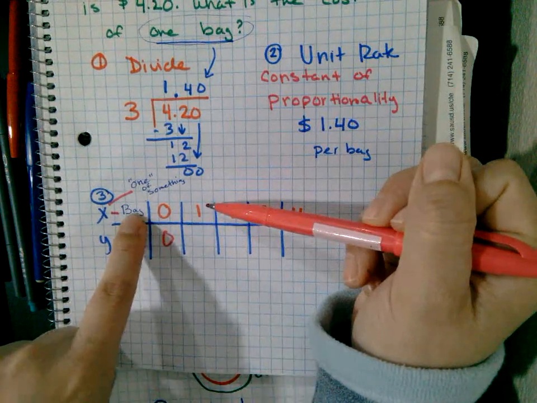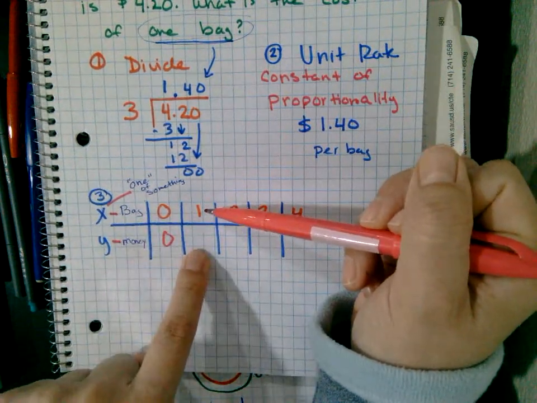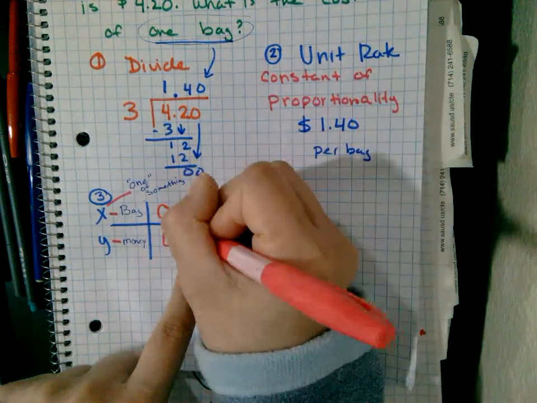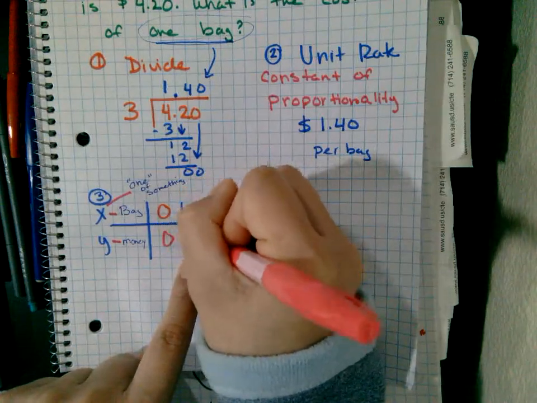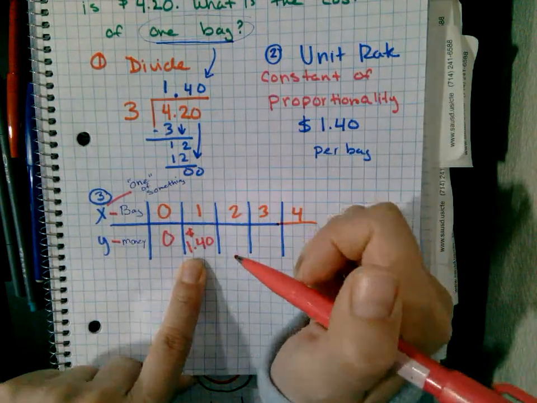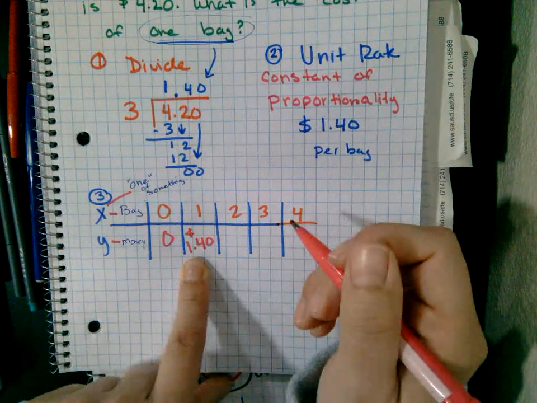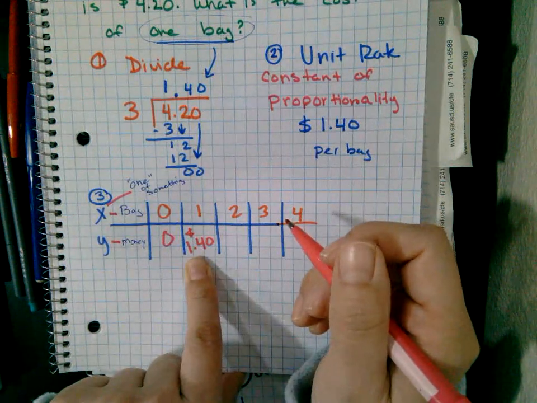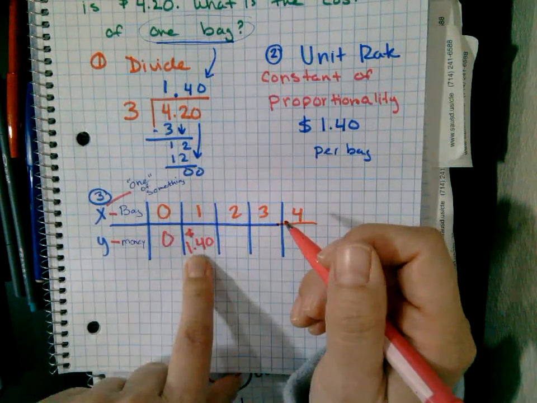What is one bag of chips going to cost me? $1.40. Yep, so we're going to plug that in. $1.40. Plus tax? Nah, taxes included. So one bag is $1.40.